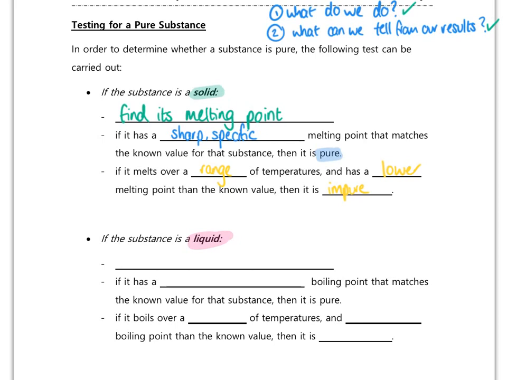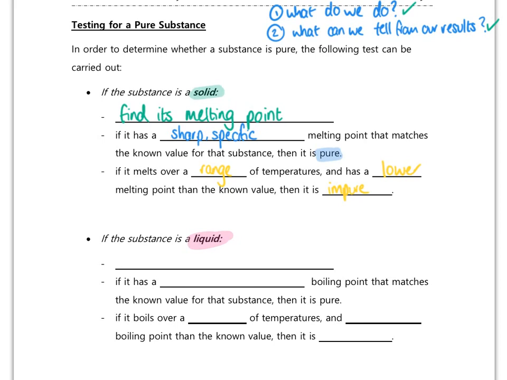What I'd like you to do is pause the video and try and fill in this little section yourself. So these 3 bullet points. What do we do? And then what will we see from our results to tell whether it's pure or impure? So try and fill this in yourself now. Pause the video and then play it again when you're ready to check your answer.